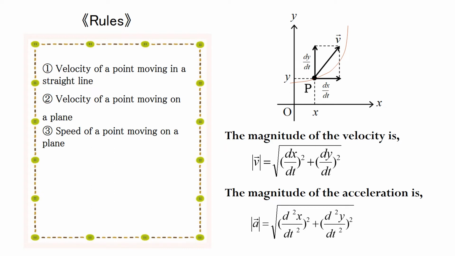Therefore, the velocity vector with x-axis and y-axis velocities as components, and the acceleration vector with x-axis and y-axis accelerations as components, can be expressed as follows. The magnitude of the vector v is the square root of (dx/dt) squared plus (dy/dt) squared, which we get from the Pythagorean theorem. The magnitude of acceleration can be considered in the same way.